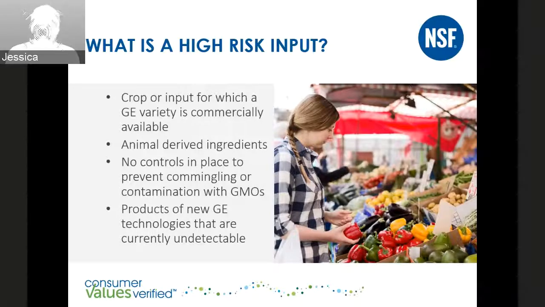Third, products of new GE technologies which are undetectable by current available test methods are considered high risk and not permitted unless proven non-GE. For example, ingredients that are artificially synthesized biologically. Operations must submit evidence of compliance for these high-risk ingredients, and we'll talk about those supplier documentation in just a couple slides.